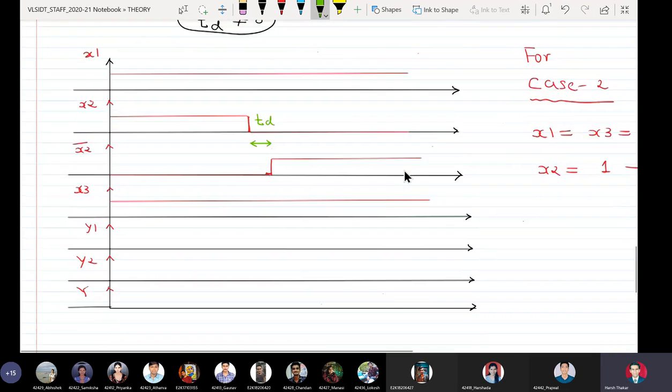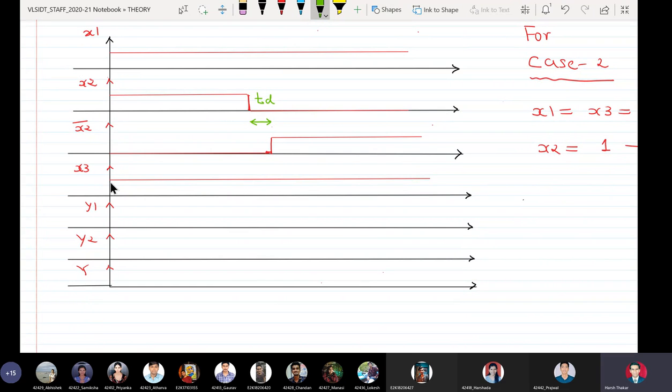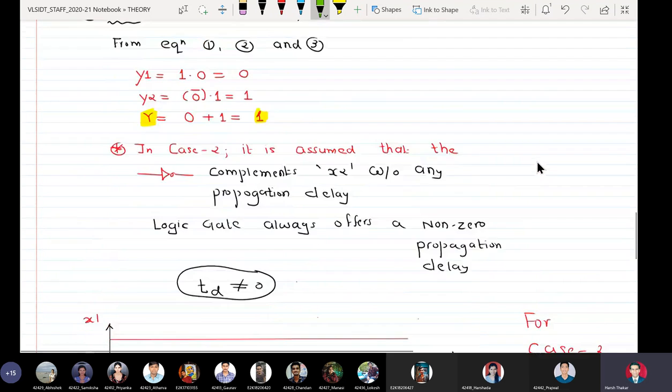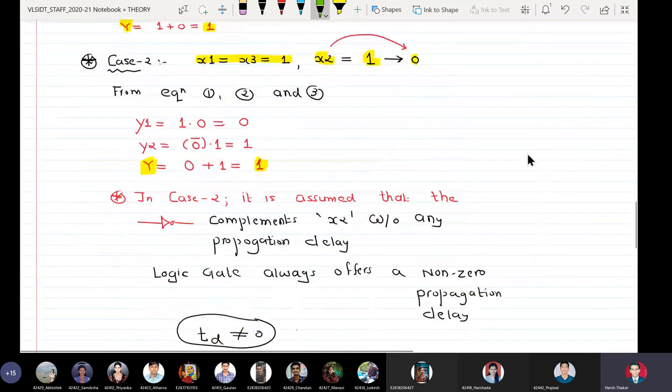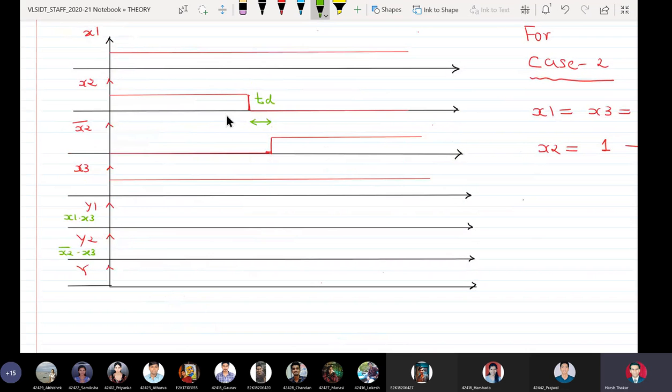Now it's very simple. Now we'll start doing y1 and y2. So y1 is ANDing between x1 and x3, so it is x1 dot x3, and y2 is x2 bar ANDed with x3. The waveforms are very simple now. So y1 is x1 x3. Because x1 and x3 are always 1, y1 will always remain 1.